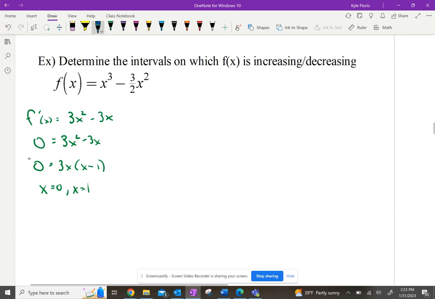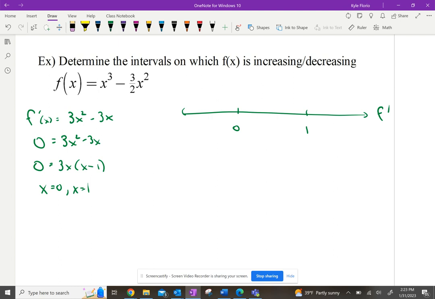Let's do this in blue. I'm going to plug these... I should have done it in green because this is my derivative. So I'm going to plug numbers into f prime. My intervals are going to be, okay, 0 and 1 is where my derivative is 0. So my derivative is either going to be positive or negative when I'm less than 0, and my function is going to be increasing or decreasing between 0 and 1. So I've got to figure out what my derivative is between 0 and 1 and from 1 to infinity.